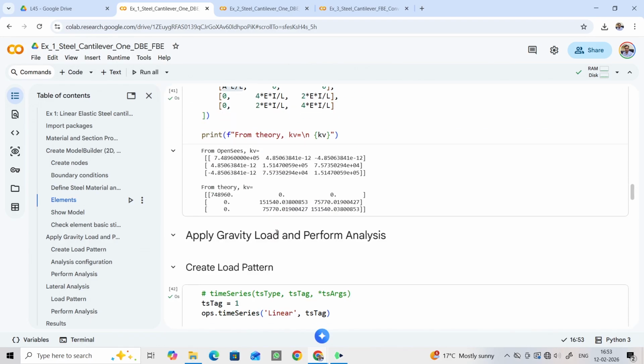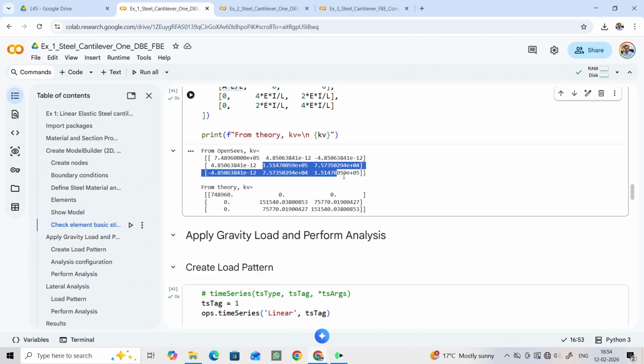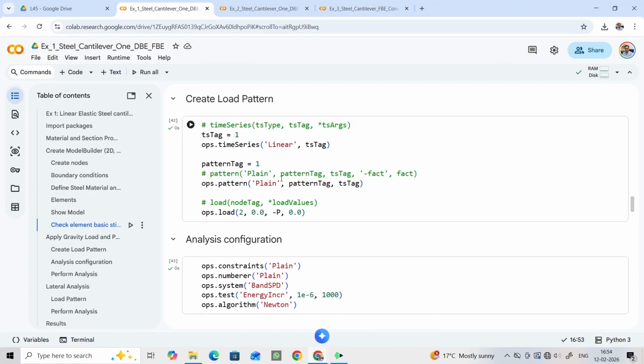And now you see this is 1.514 times 10 raised to the power 5, and this is again 1.515 times 10 raised to the power 5. You compare these numbers, they are very close to each other, right. So, not much error. Now, if you change the fiber section discretization and use a smaller number of fibers, then what will happen? These 4 numbers may not match quite well with the exact solution, because to be able to capture the moment of inertia accurately, you have to discretize the cross section into many fibers. Okay. So, now with that, let us keep going.